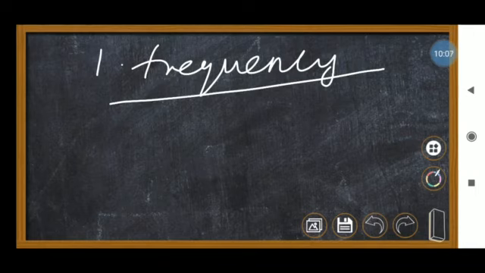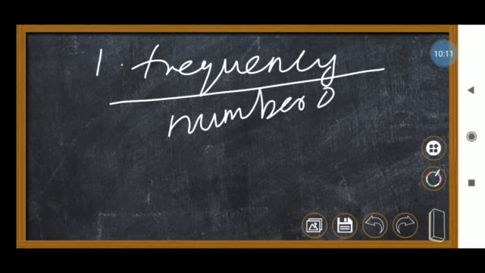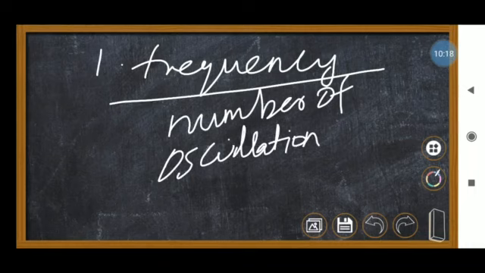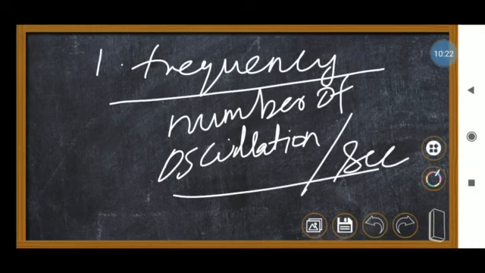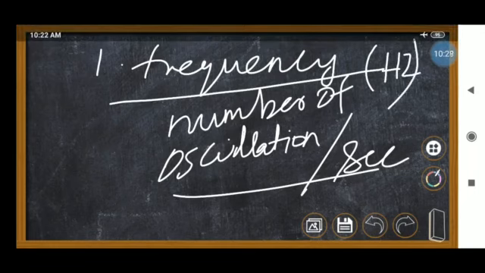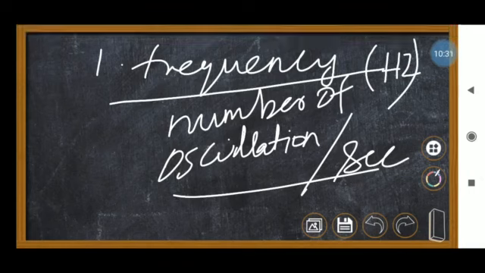So frequency is nothing but the number of oscillations produced in 1 second. The number of oscillations produced per second is called frequency. Generally the unit of frequency is hertz, the number of oscillations produced per unit second. Okay, that is called frequency.